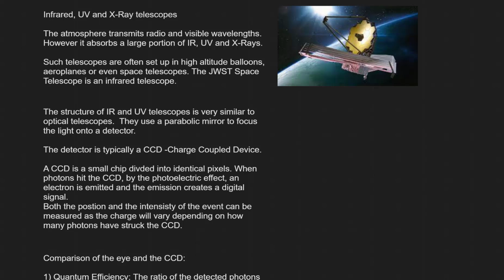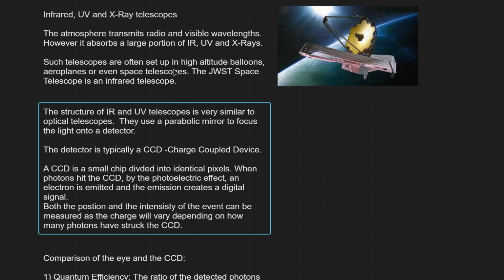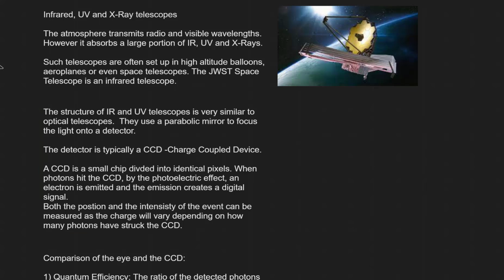So it is not just radio waves that we can use to build telescopes. We can also use things such as infrared, things such as UV and X-ray telescopes. The idea though is that the atmosphere actually transmits just radio and visible wavelengths, and a very large portion of infrared, UV and X-rays are absorbed by the atmosphere.